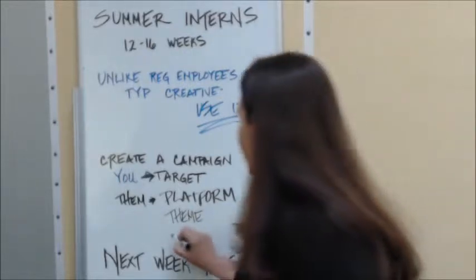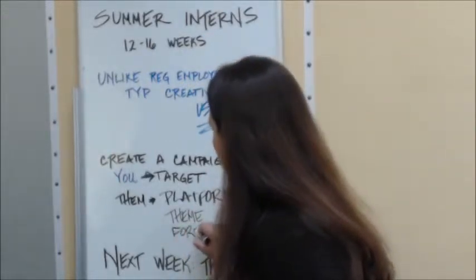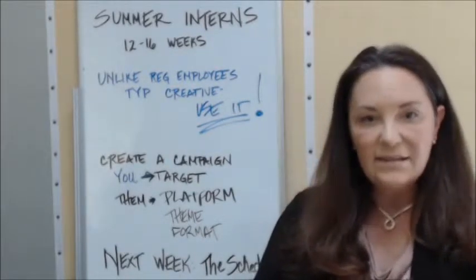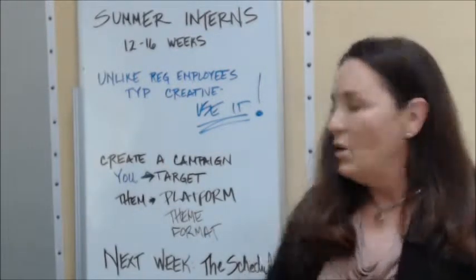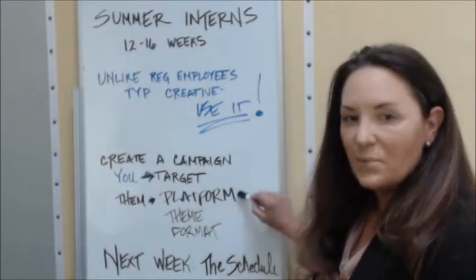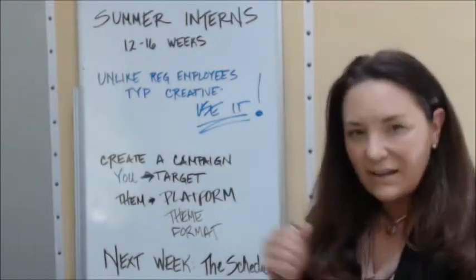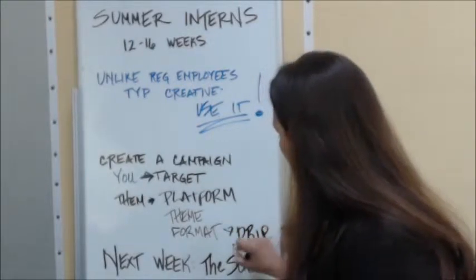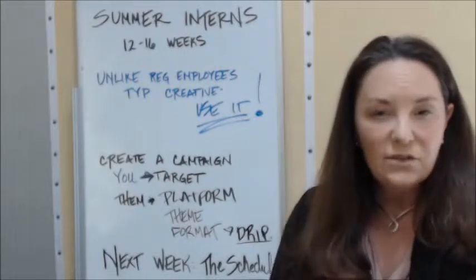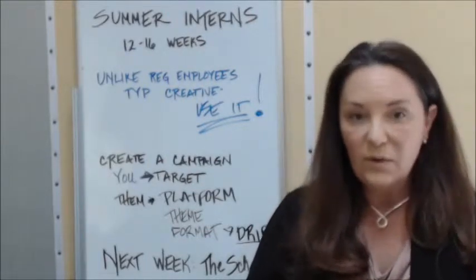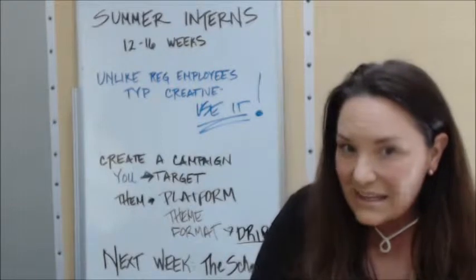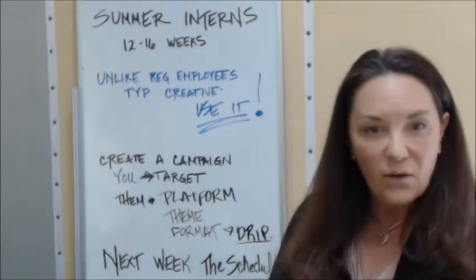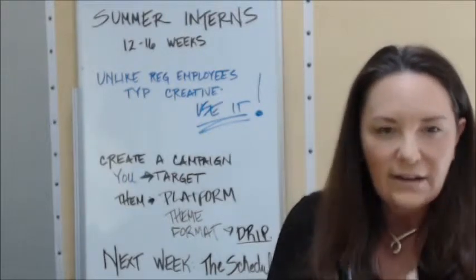Then they come up with a format. How is this campaign going to be delivered within this theme, within this platform? And then finally, we ask them, how is it going to drip? Is this going to drip once a week, once every 10 days, twice a week? How are we going to drip and follow up with this group of targeted clients?